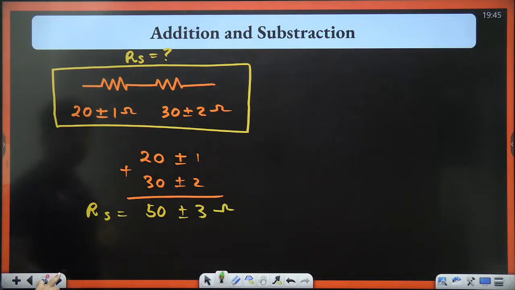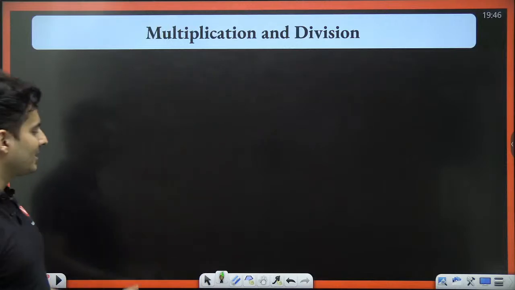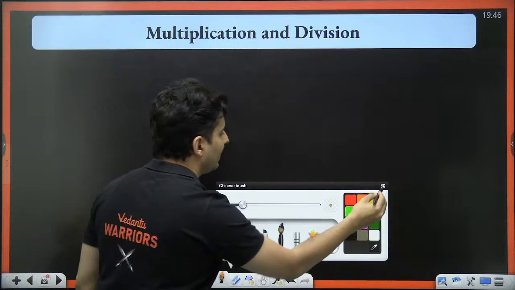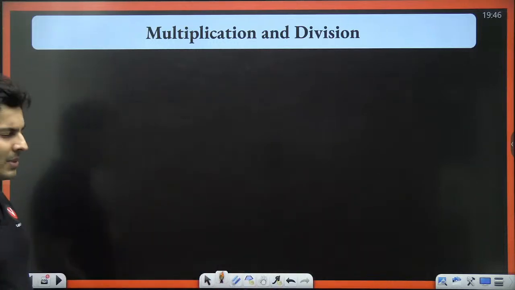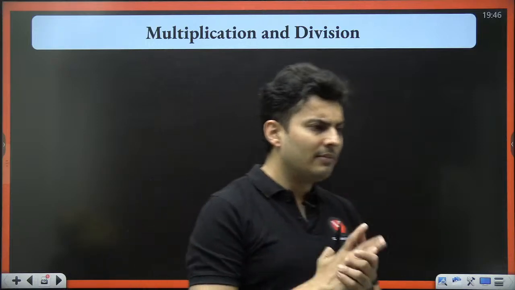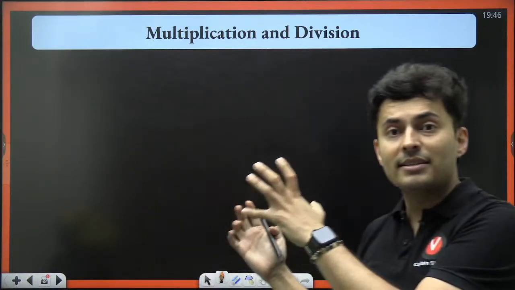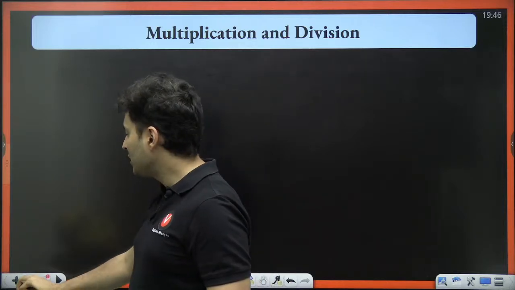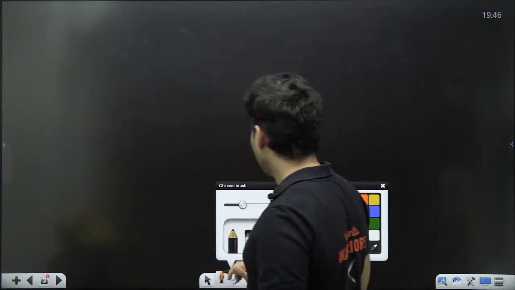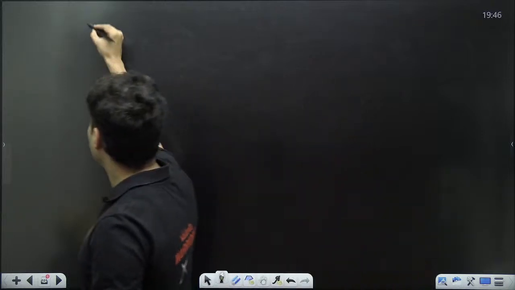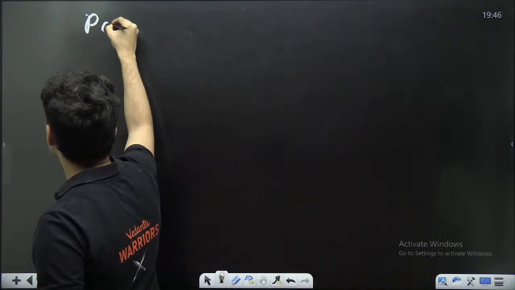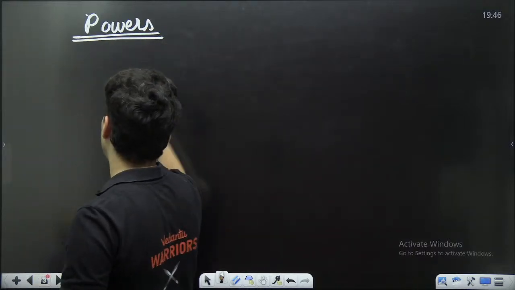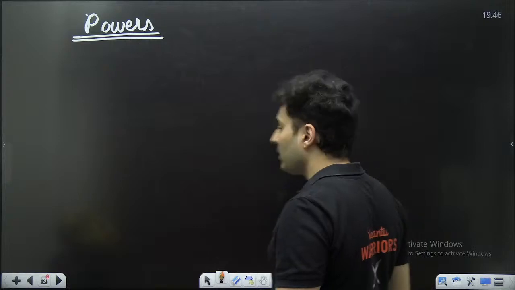Very good. Now, if this much is clear, let's see whether we can understand multiplication and division. Actually, multiplication, division and some more things can be combined together in a general rule, basically the rule of powers. Any multiplication or division can be combined into the rule of powers. I'll give you an example.